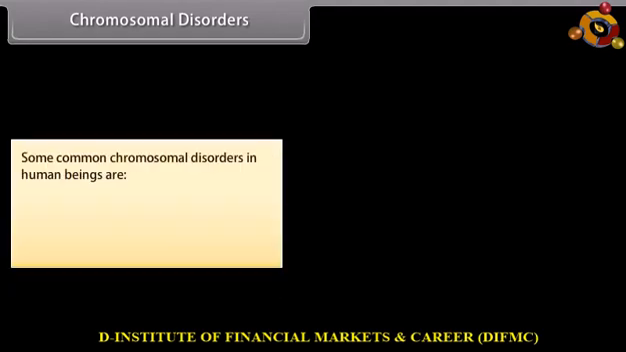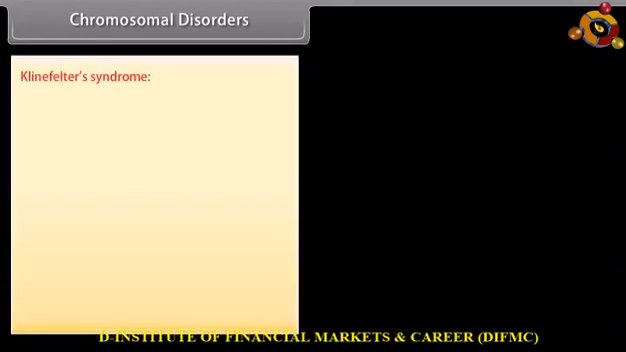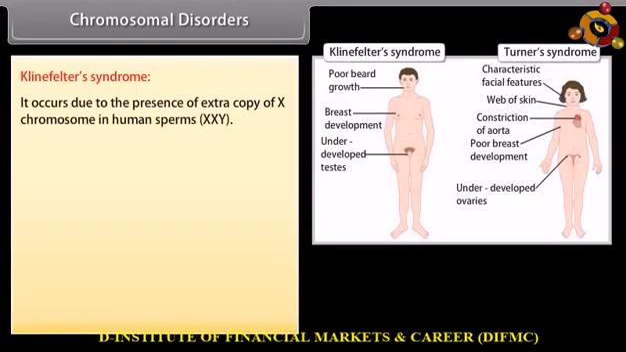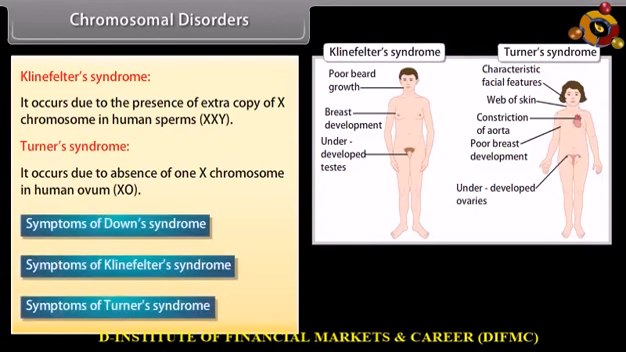Chromosomal disorders. Some common chromosomal disorders in human beings are Down's syndrome. It occurs due to the trisomy of chromosome number 21. Klinefelter's syndrome: it occurs due to the presence of an extra copy of X chromosome in human sperm, XXY. Turner's syndrome: it occurs due to the absence of an X chromosome in human ovum, XO.